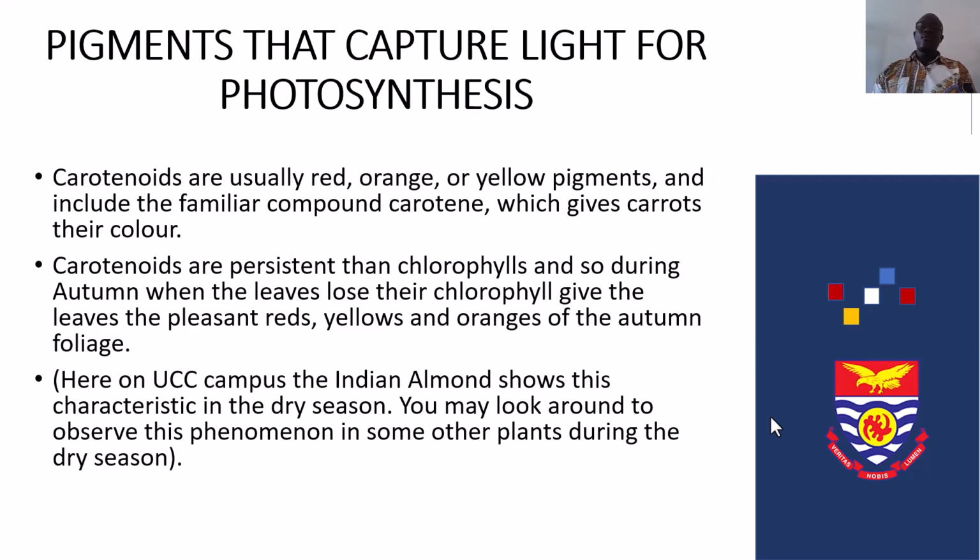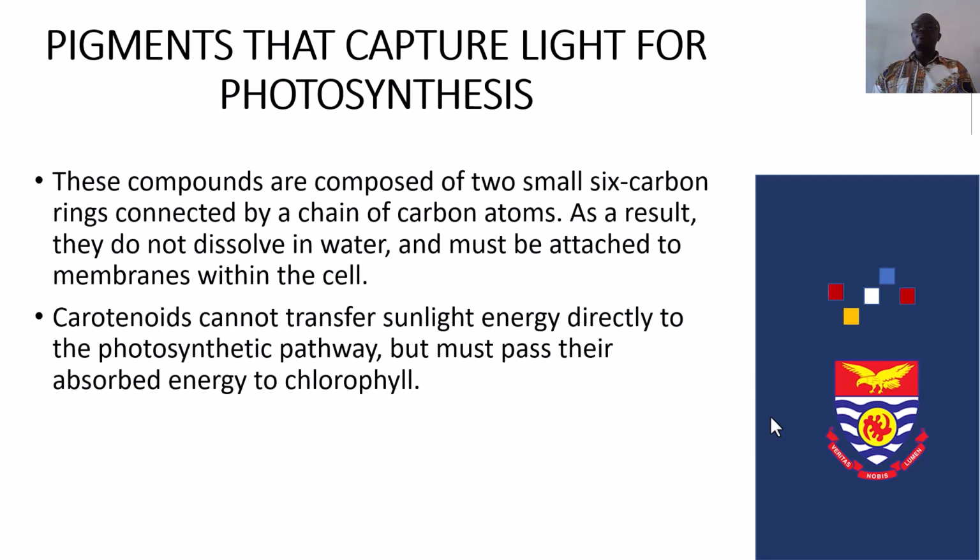Carotenoids are usually red, orange, or yellow pigments and include the familiar compound carotene, which gives carrots their color. Carotenoids are more persistent than chlorophylls, and so during autumn, when the leaves lose their chlorophyll, they give the leaves the pleasant reds, yellows, and oranges of the autumn foliage. Here on UCC campus, the Indian almond shows this characteristic in the dry season. You may look around to observe this phenomenon in some other plants during the dry season.